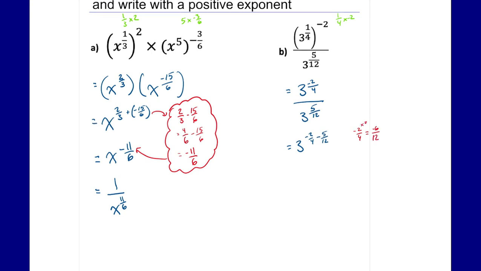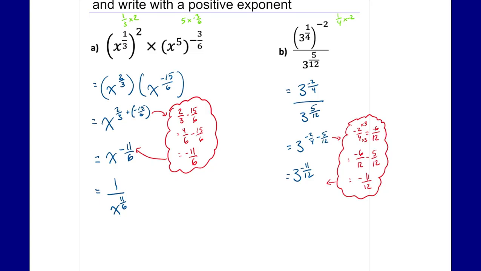Right? Or I just multiply both by 3. So negative 6 over 12 minus 5 over 12 becomes negative 11 over 12. So my exponent now goes from being the subtraction, and it comes out as 3 to the power of negative 11 over 12. Now you don't need to show this whole step separately. I'm doing that just so you see where we're getting this conversion from.